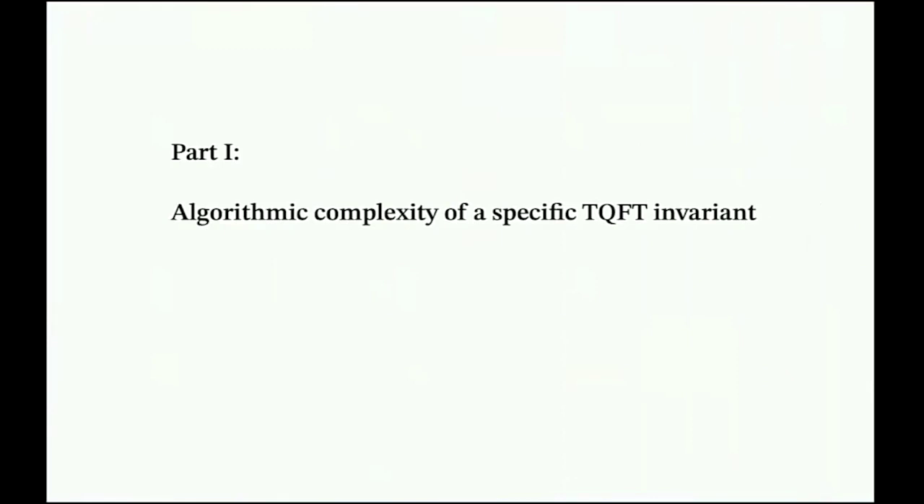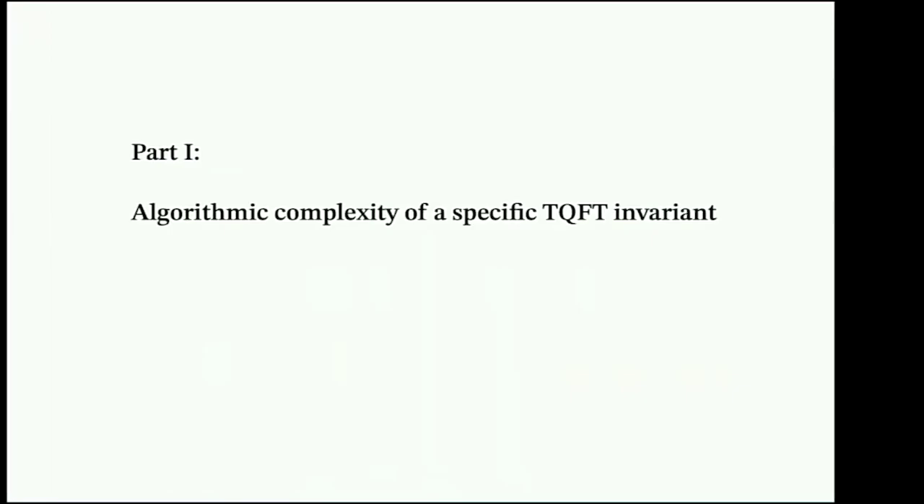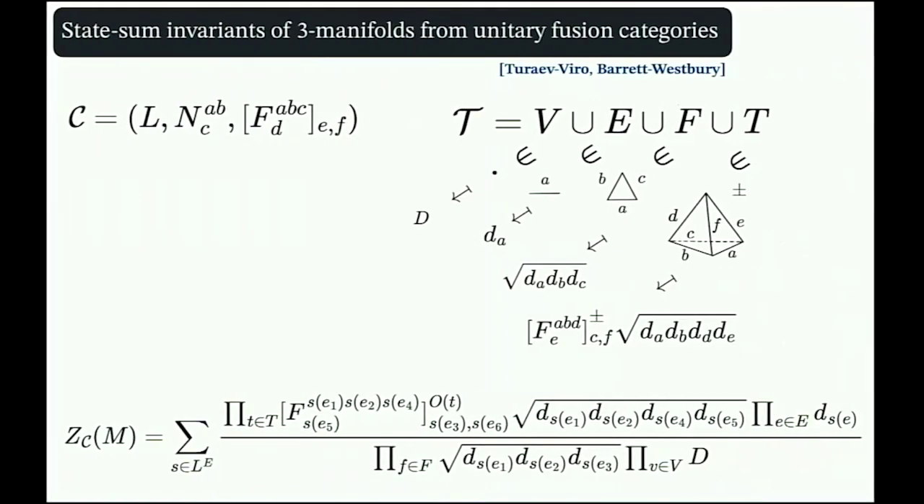All right. So this first part, as I said, I'm going to tell you about the algorithmic complexity of a very specific family of TQFT invariants. I'm going to be talking about Turaev-Viro-Barrett-Westbury state sum TQFTs. So what I have access to is a fusion category. And I'll circle back at the end and comment briefly on what this says about the topological order, namely the Drinfeld center of that fusion category.